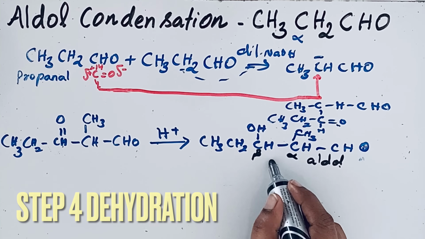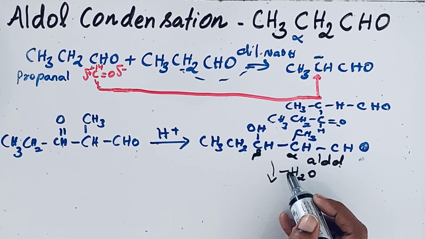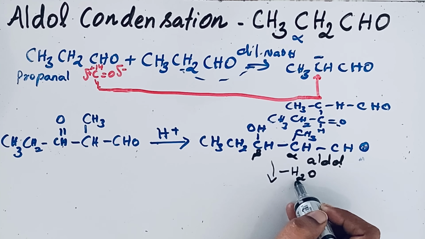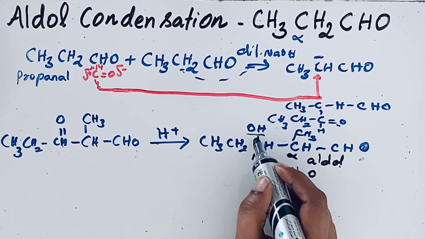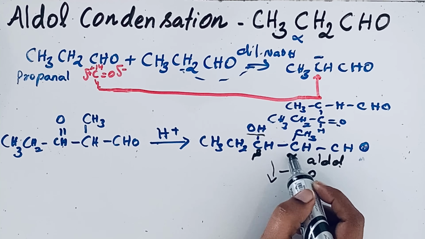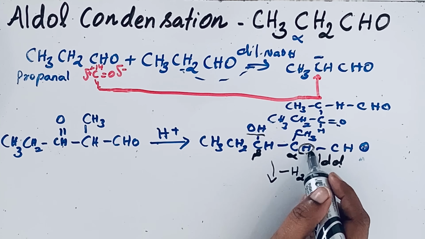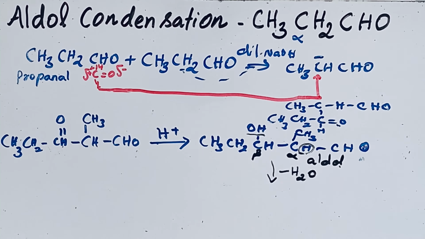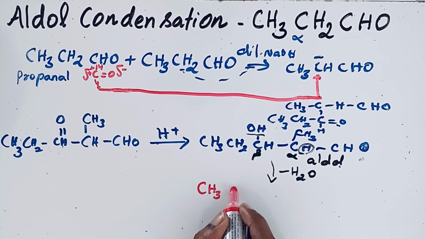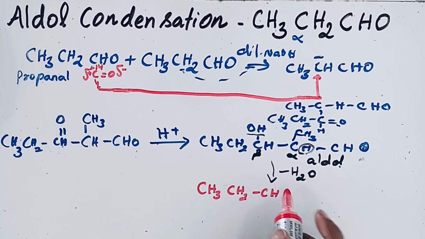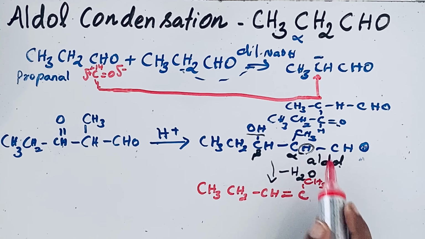This readily undergoes dehydration, resulting in the formation of a conjugated alkene. So here, we lose a water molecule from this OH group and that alpha hydrogen, because this is an acidic hydrogen and this hydrogen will be removed, resulting in the formation of a double bond. So let us write the final condensation product: CH3, CH2, and then CH, CH3, then CHO.